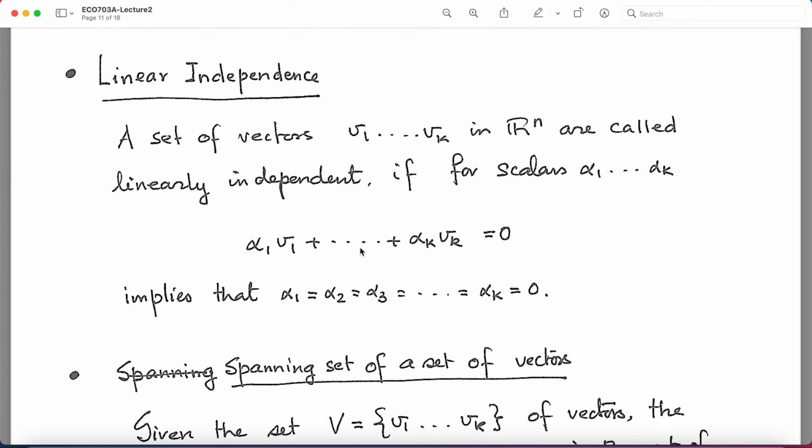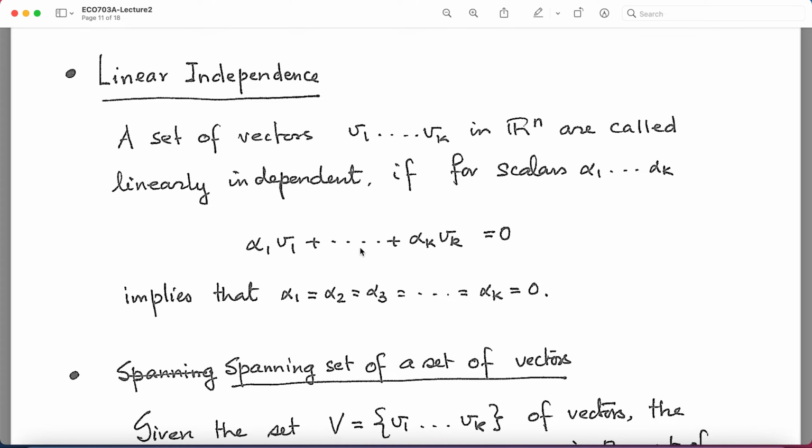If one of the vectors can be written as a linear combination of the others, you immediately get linear dependence. See what happens if any one of these vectors v1, v2, ..., vk is a 0 vector, then that set of vectors cannot be linearly independent, because the alpha that I have in front of 0 can be anything, because alpha into 0 would give me 0, and I can put the rest of the alpha 1 to alpha k to be 0.